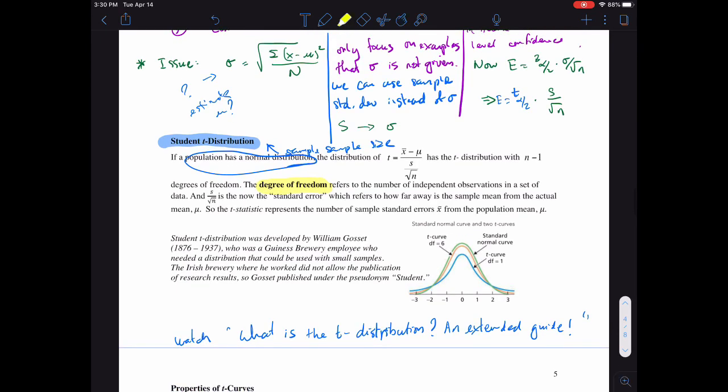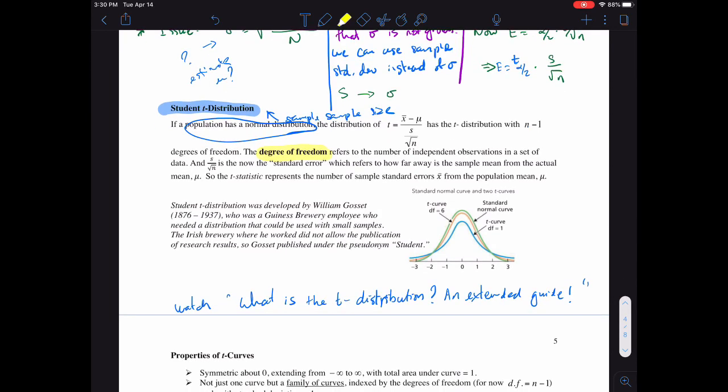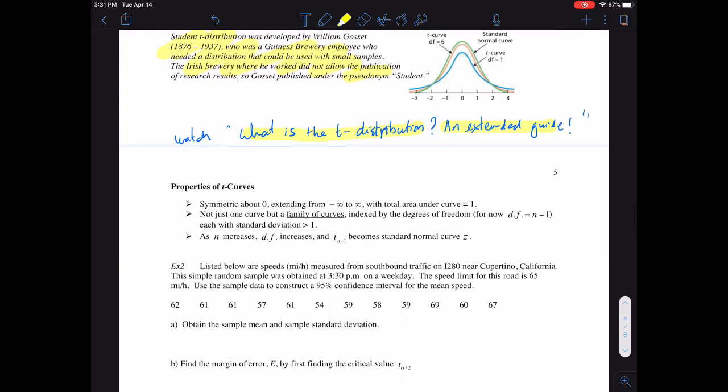If you have time and want to learn more about the student T distribution, there's a great video on YouTube called "What is the T distribution? An extended guide." You can just search for it on YouTube, and I highly recommend it. It's about 20 minutes. I can certainly make another video to discuss the T distribution in more detail, but I'll leave that to you if you're interested. These notes discuss a little bit of what a T distribution is, but don't fully tell what it is, rather the history and the name of it. So certainly give that a try if you have time.